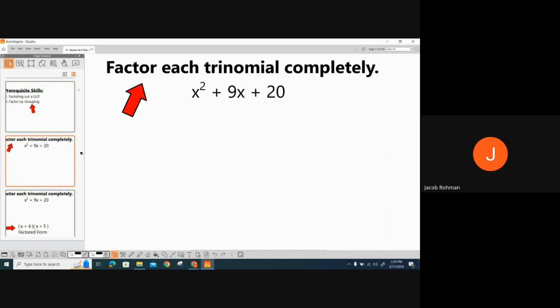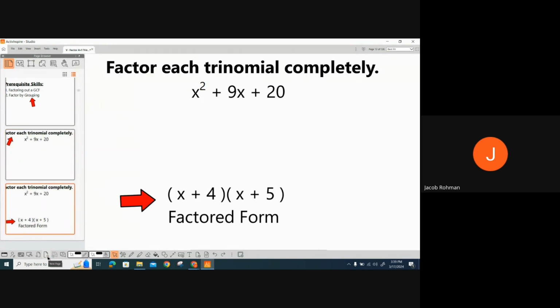So let's start with this trinomial. We're going to factor it. It's x squared plus 9x plus 20. Here's what we're going to be looking to get it to. So this is factored form, remember. There are two factors, a binomial x plus 4 and a binomial x plus 5. So that's what we want to get it to. But how do we get there?